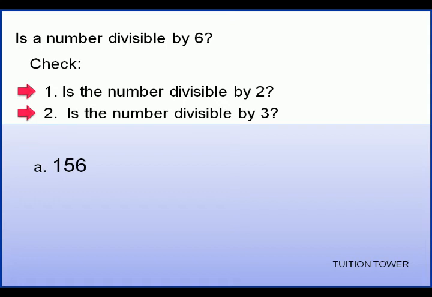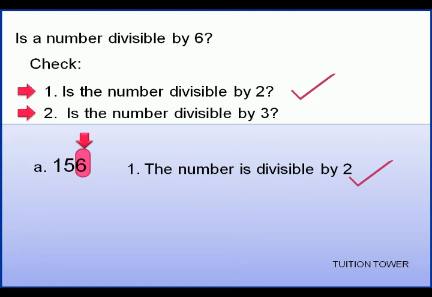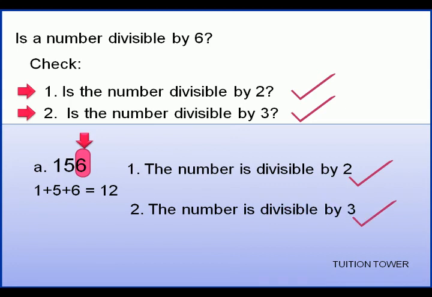Take the example 156. First, we have to check if the number is divisible by 2. And that is done by looking at the last digit, 6. This number is an even number, and so the number is divisible by 2, correct? So now we can move on to the second condition. Is the number divisible by 3? 1 plus 5 plus 6 is 12. 12, is it divisible by 3? Yes. And so 156 is divisible by 6.